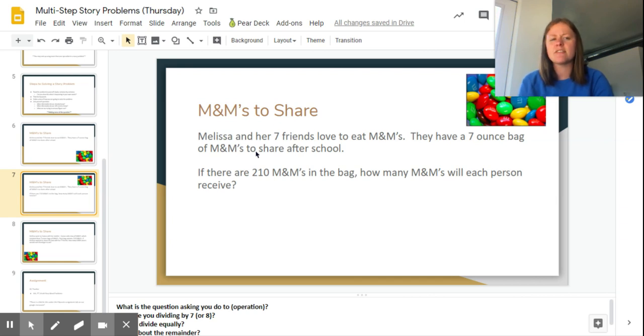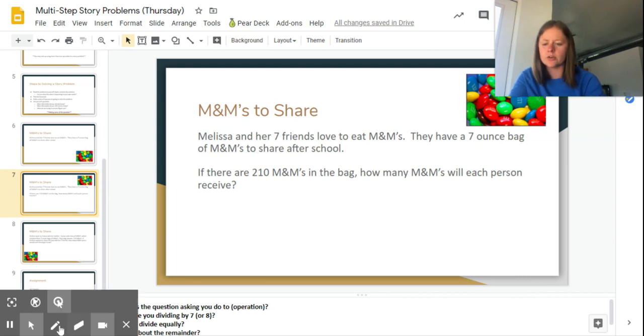Would it make sense to have 218? No, right? Each person's not going to get 218 if there's only 210 to begin with. You could subtract it, same thing, but 202, no, there's no way they're all going to get that many, okay? Would multiplying be probably a good idea? No, because you're going to get way more than what you started with, and we're trying to figure out something smaller, okay? So you're going to want to divide in this instance.